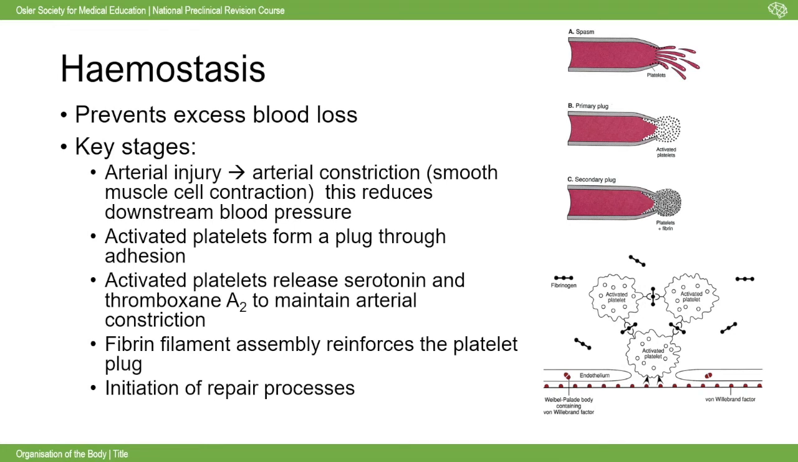So we have then a platelet plug that forms. And these activated platelets will also release serotonin and thromboxane. This maintains your arterial constriction, because your initial constriction resulting from your injury only lasts for a very short period of time. So you want to make sure that that constriction, and therefore your low blood pressure, is maintained for a bit longer, through serotonin and thromboxane. Then once you have your platelet plug, that's actually relatively fragile. So you want to make sure that it's reinforced with fibrin filament assembly, which reinforces the platelet plug. And then you can initiate the repair process.